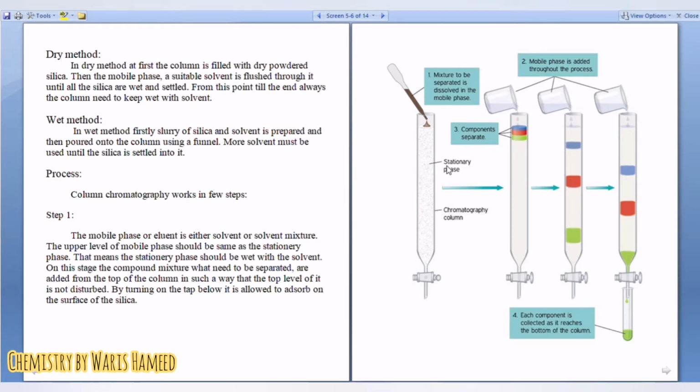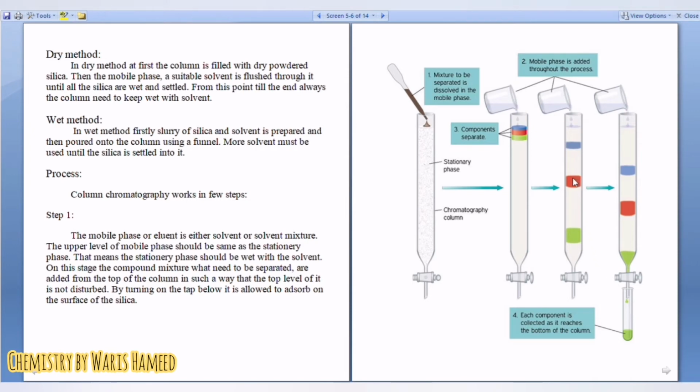We know that stationary phase is polar, so the polar component may make affinity, may make bonding with stationary phase, and the non-polar molecule will have a greater rate of movement, and it will go toward the narrow end very fast and can be easily separated. In this case, we can say that the green part has lower affinity, lower polarity with the stationary phase, so it is moving with greater rate toward the narrow end, and it can easily be separated from the column by using this controller, into a separate container.